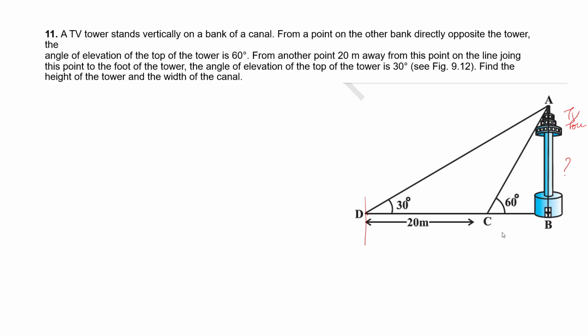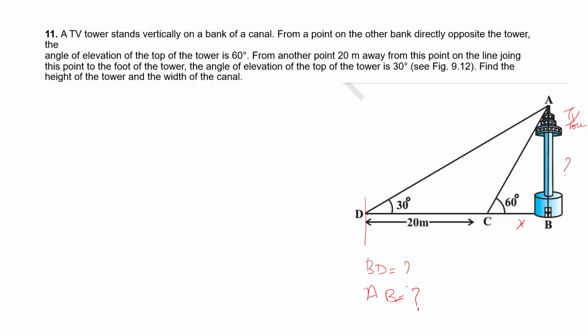This is the canal they have said. Width of the canal means we have to find BD. We have to find both AB as well as BD. That's it. So it is opposite by adjacent. I'll consider this as X. This AB itself, we keep it as opposite by adjacent. So there are two triangles. Then what will you do? You will take tan theta.